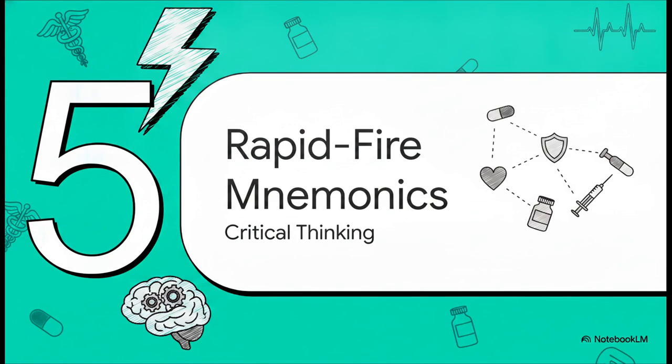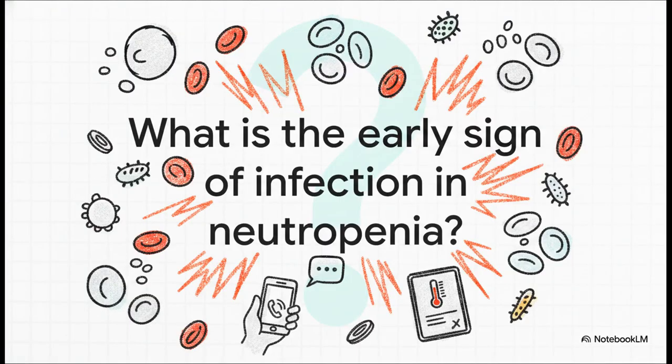Let's bring it home with Part 5, Rapid-Fire Mnemonics. Time for another rapid flashcard pause, and this one requires absolute urgency. You have an oncology patient with a dangerously low white blood cell count due to severe bone marrow suppression. What single clinical finding requires an immediate drop-everything call to the prescriber?